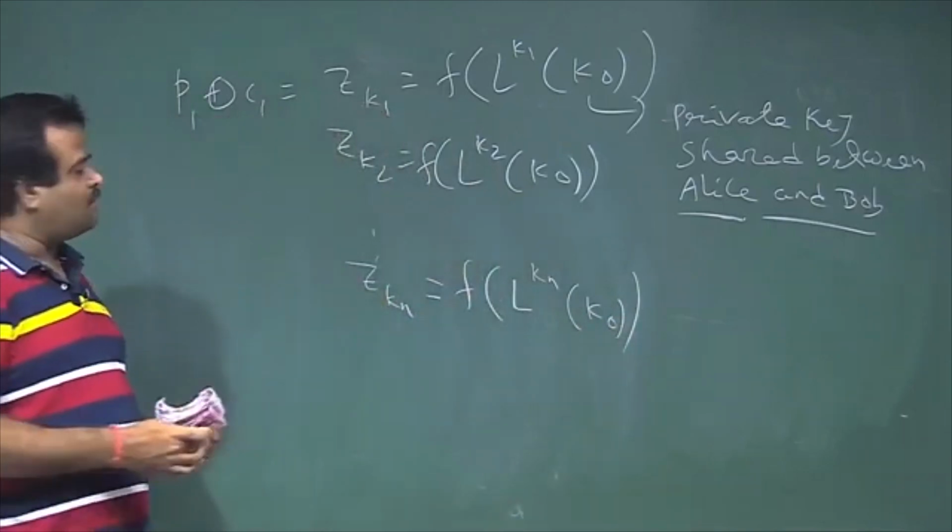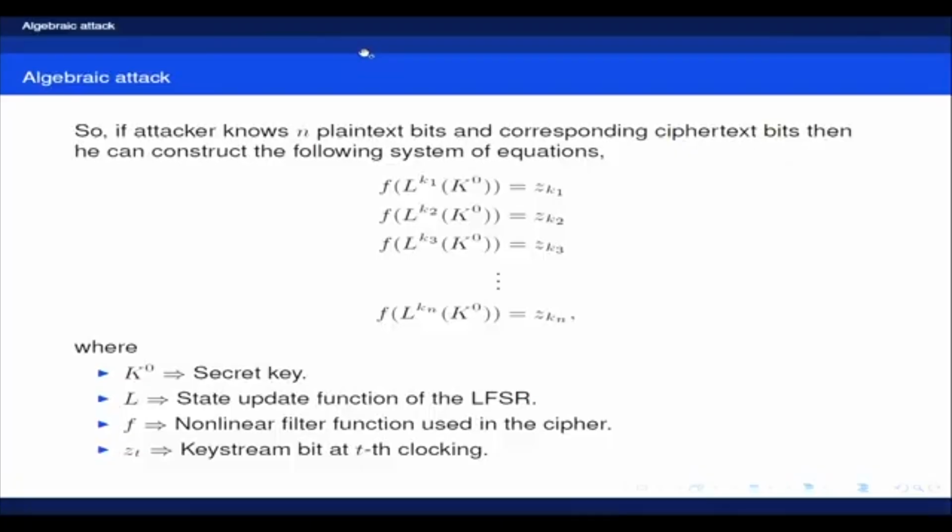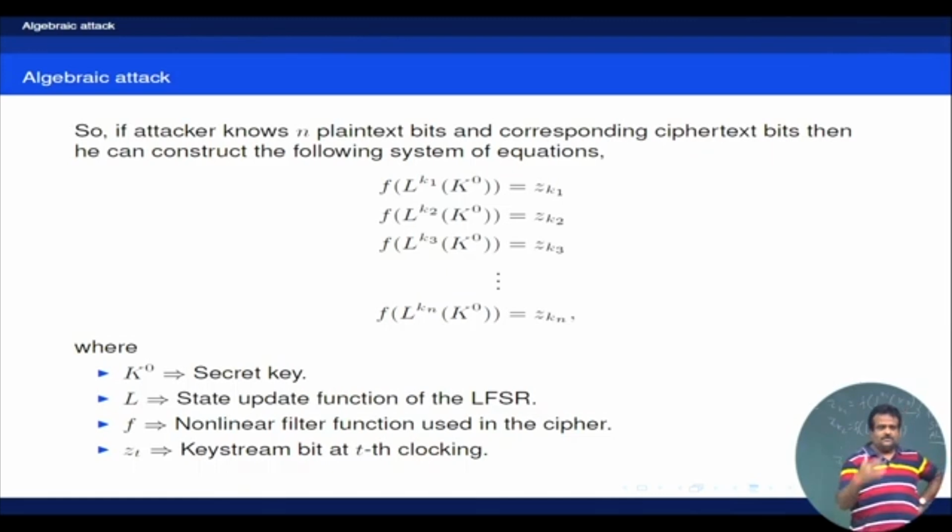So this is a system of equations where K0 is the secret key, L is the state update function for the LFSR, F is the nonlinear filter function used in the stream cipher, and Xt is the key stream bit at the t-th clocking. But it could be other than LFSR also, it could be a general stream cipher. Then we have a finite state machine and it is updating.